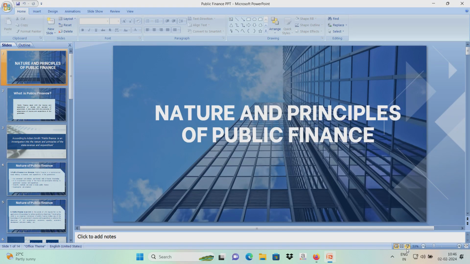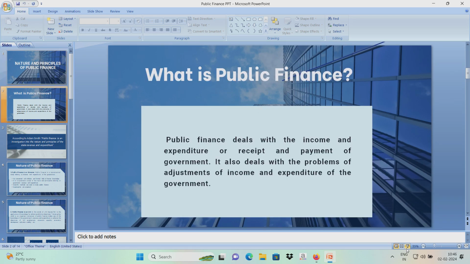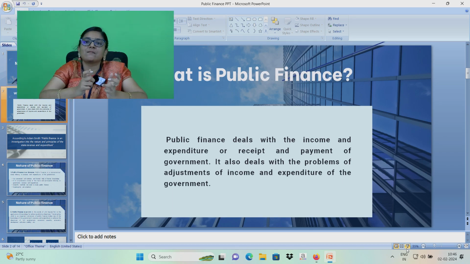Today I am going to take the topic relating to nature and principles of public finance. Now, what is public finance? Public finance is basically one that deals with the income and expenditures, or the receipts and payments, of your government. The income of your government is raised through revenue. The expenditure is made through the activities of your community, such as all kinds of expenses and economic development your country goes through.